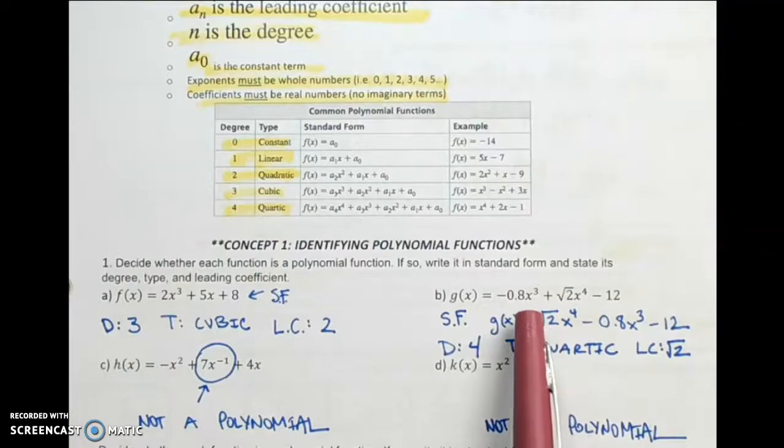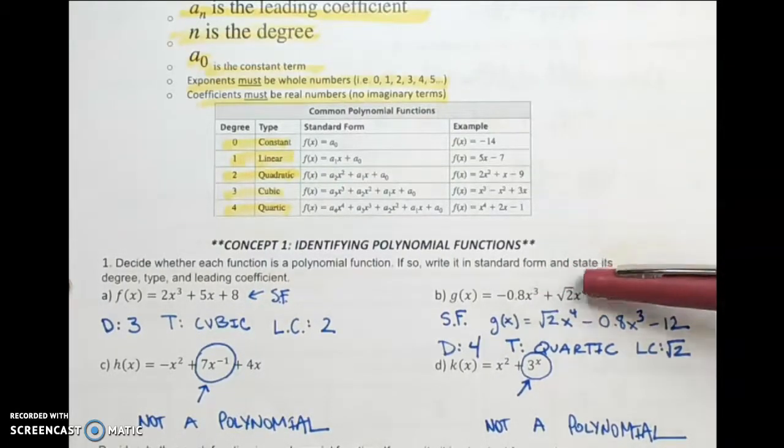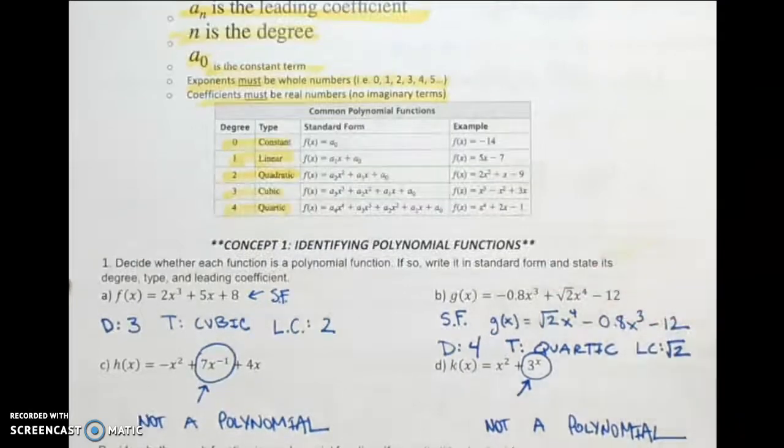B, I have g of x equals negative 0.8x cubed plus square root of 2 times x to the fourth power minus 12. This one is not in standard form because the exponents go 3, 4, 0. So it must go 4, 3, 0. So here we go, I change it. G of x equals the square root of 2 times x to the fourth power minus 0.8x cubed minus 12. What's my degree? 4. What do we call that? Type is quartic. What's my lead coefficient? The square root of 2.